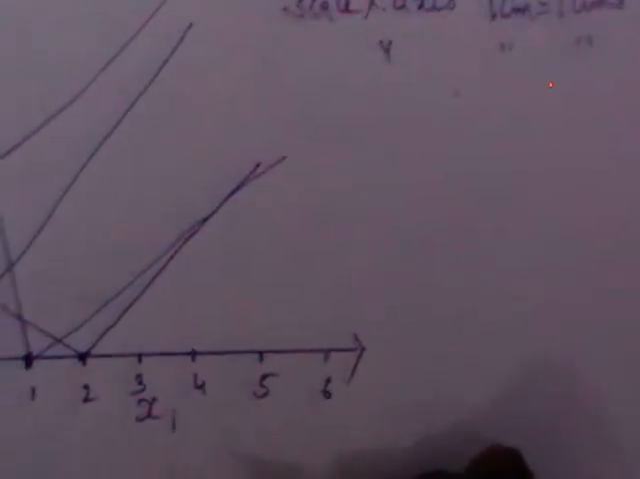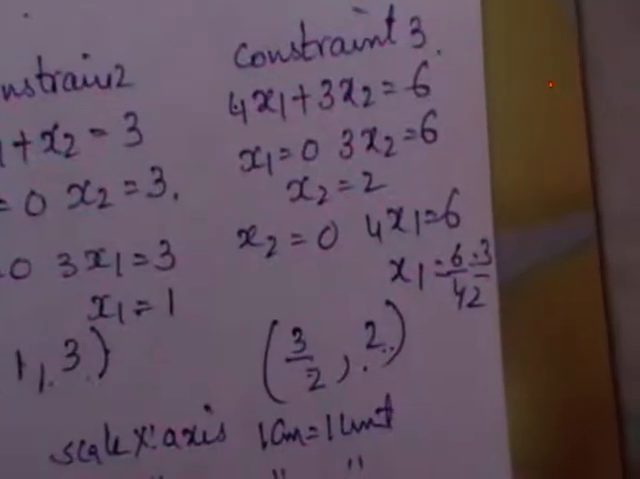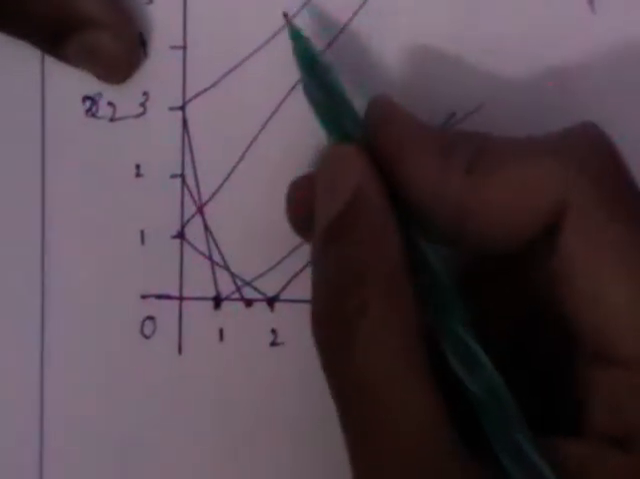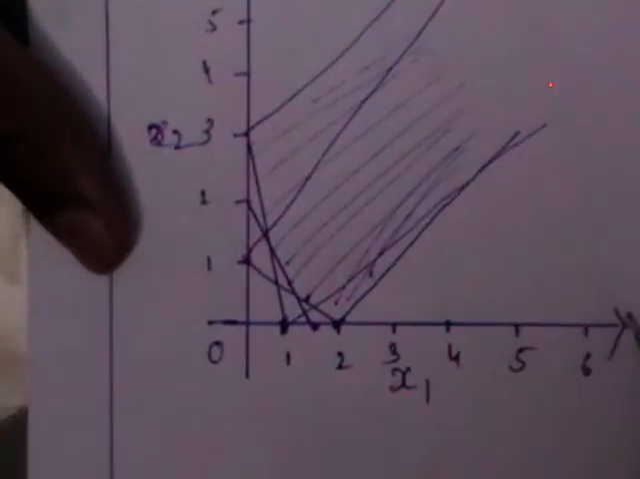And what is the third one? Third one is nothing but 1.5 comma 2. Here this is 1.5 and this is 2. If you observe, all the constraints are of greater than or equal to type. So you need to consider the area for all these above the origin. So this is the area you should consider.